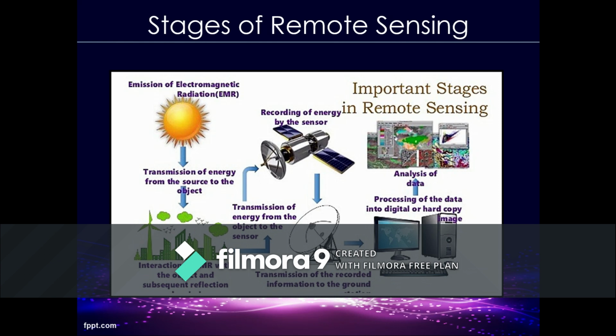And next, the collection of the ground truth and other collateral information. The ground truth collection is a very important stage in remote sensing. And finally, the data processing and interpretation. All these stages are shown in this slide.